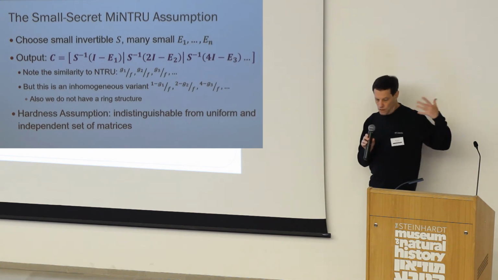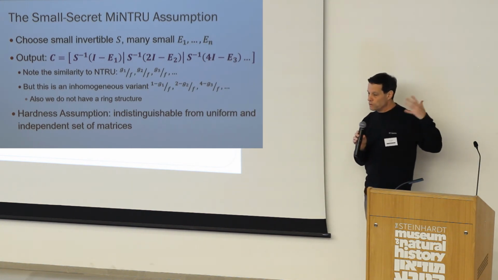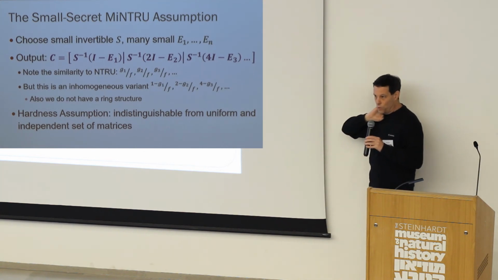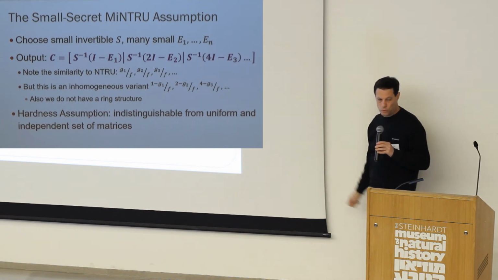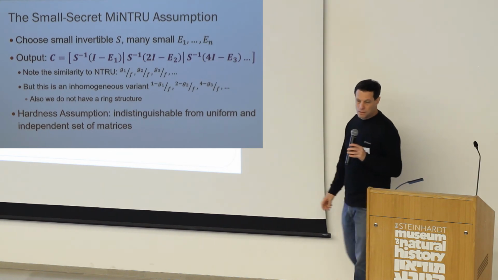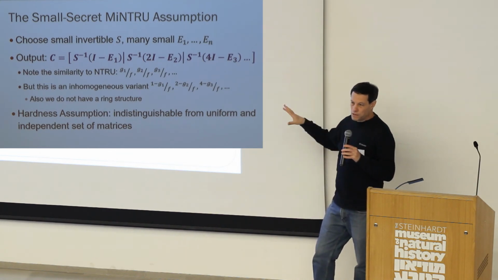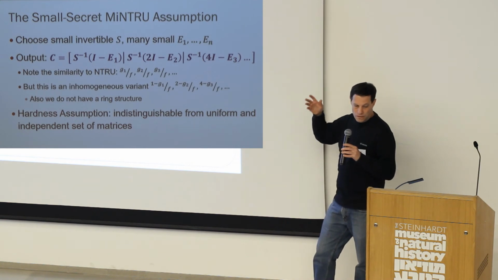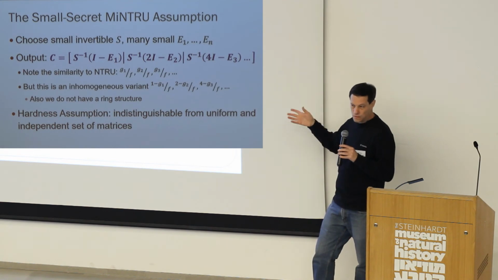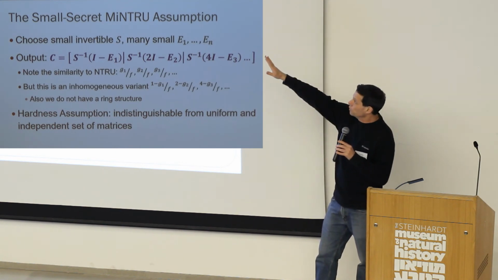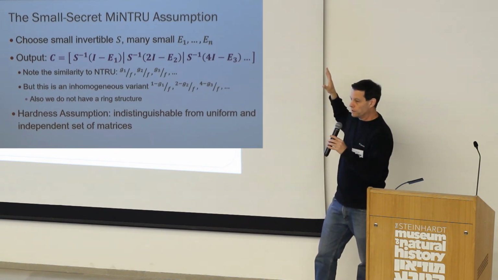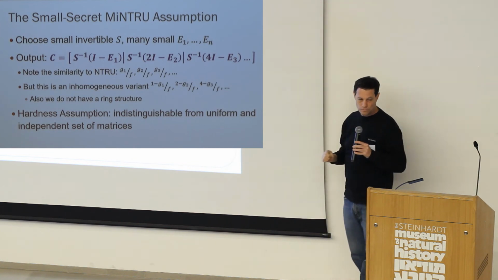So you choose your secret key. Now it's a square matrix with small entries. You also choose many square error matrices, E1, E2, up to En. And the thing that you output is the identity minus E1 divided by S, twice the identity minus E2 divided by S, 4 times the identity minus E3 divided by S. If you want to think about it, you can concatenate all the E's, and then you do G minus this matrix of all the E's multiplied by S inverse.